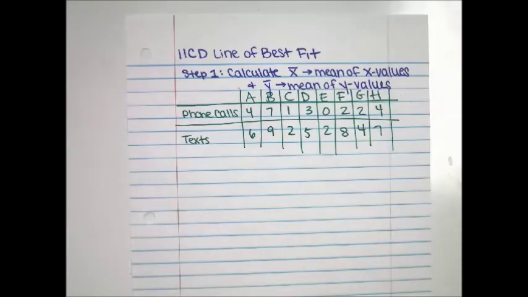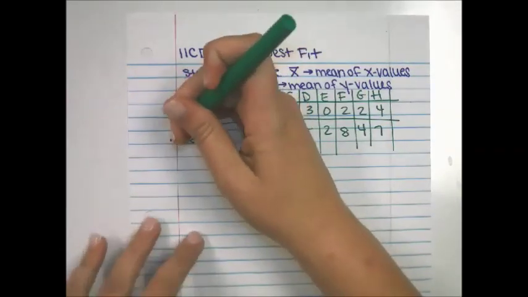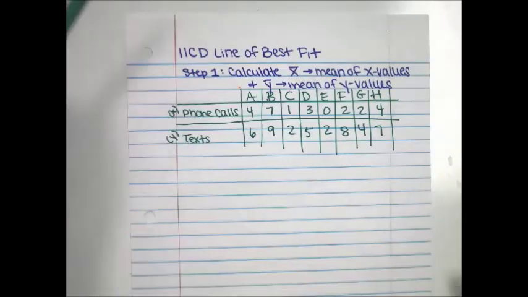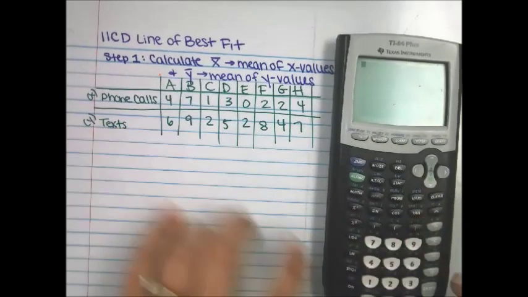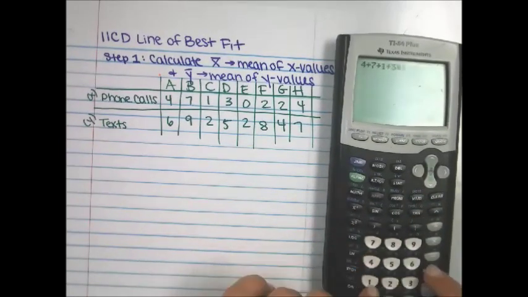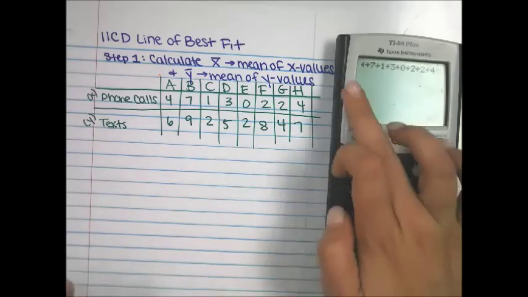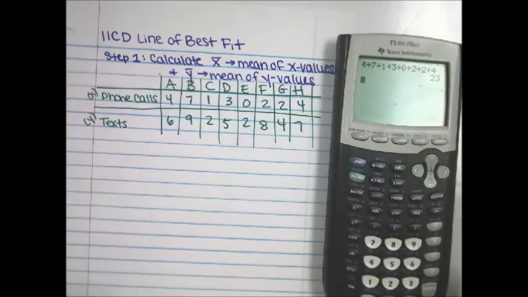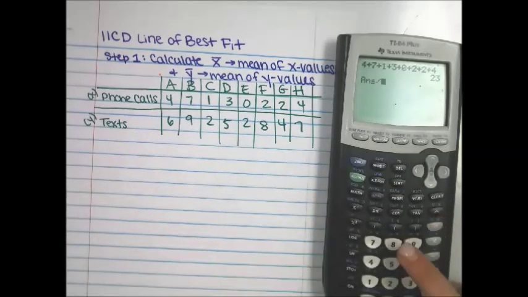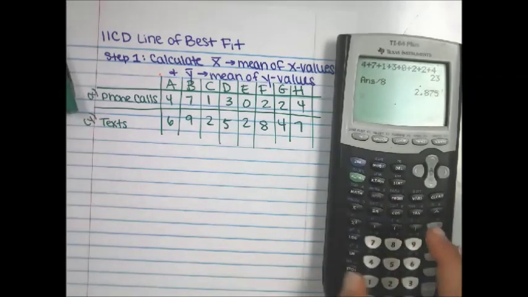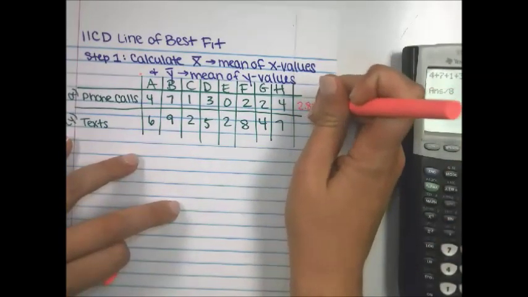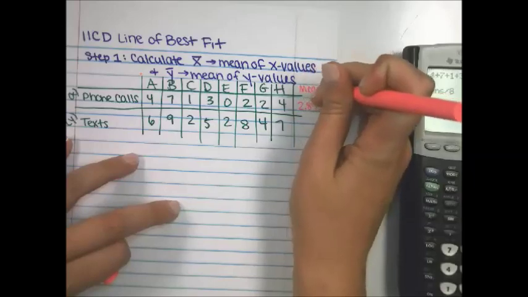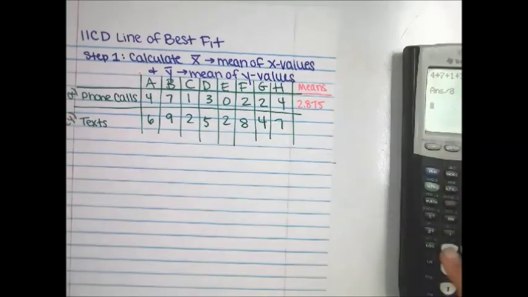Let's calculate the mean. Our phone calls were x, and our text messages were y. I'm going to add the values up and then divide by 8. That's how we find the mean. So 4 plus 7 plus 1 plus 3 plus 0 plus 2 plus 2 plus 4. That's 8 values, all of them. That's 23 divided by 8, and that gives us a mean of 2.875. So that's our average.